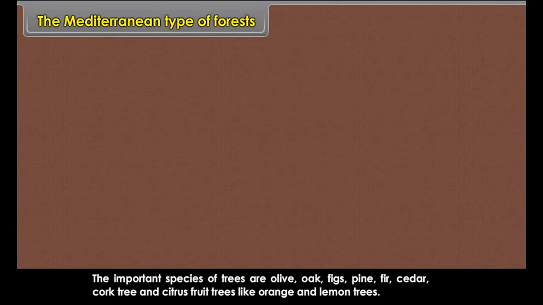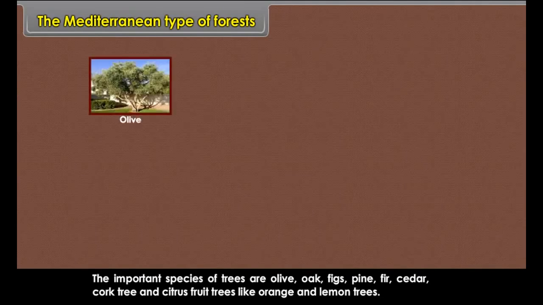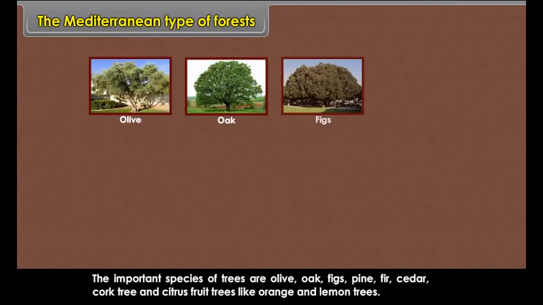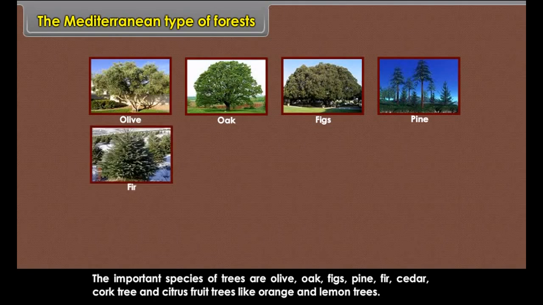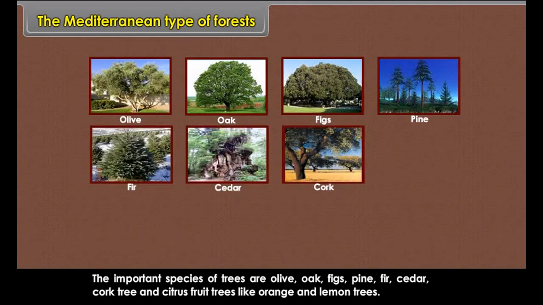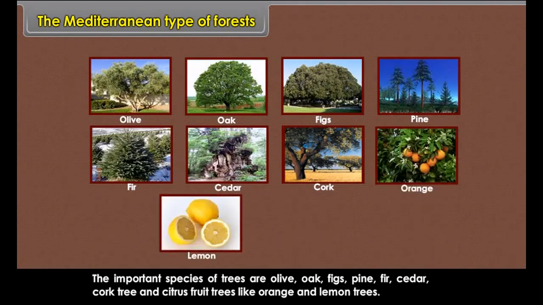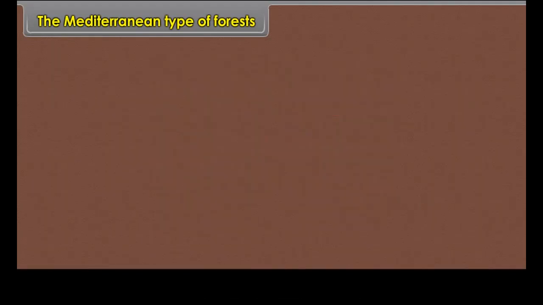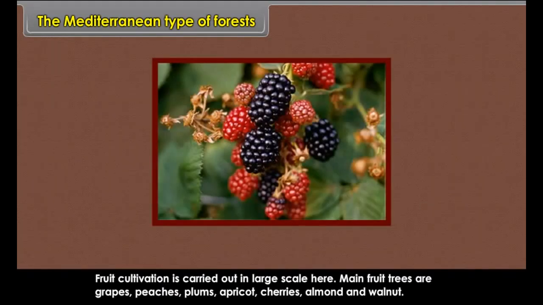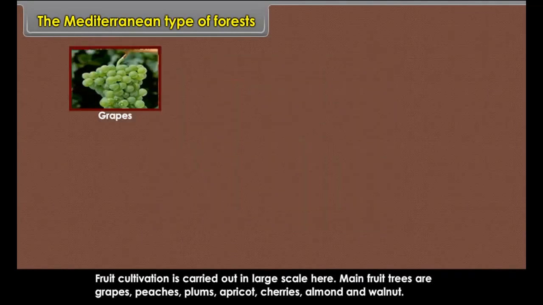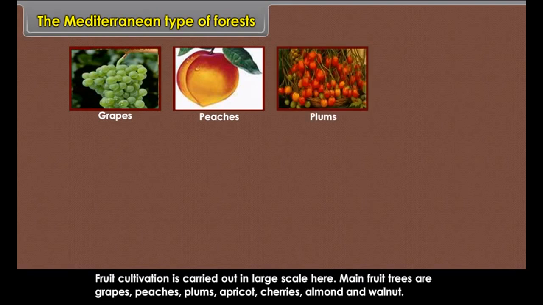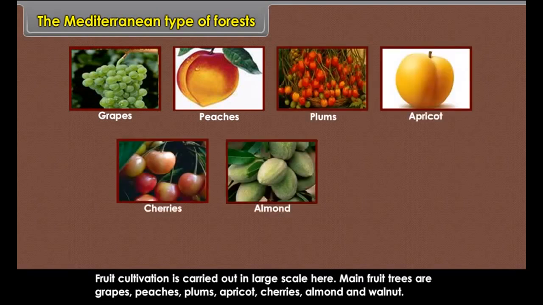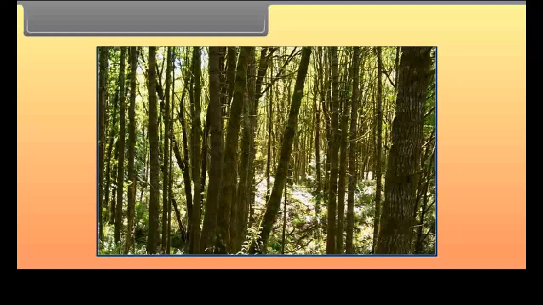The important species of trees are olive, oak, figs, pine, fir, cedar, cork tree and citrus fruit trees like orange and lemon trees. Grapes are largely grown in this region. Fruit cultivation is carried out in large scale here. Main fruit trees are grapes, peaches, plums, apricot, cherries, almond and walnut.